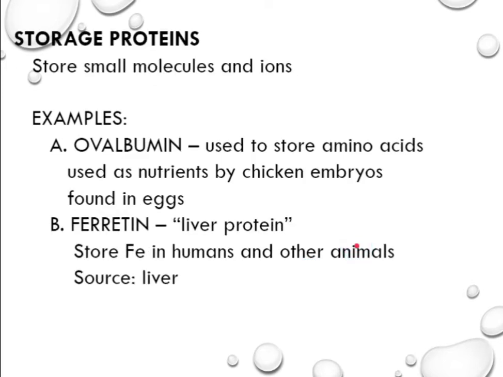We also have next is the storage proteins. In its name, this can store different kinds of molecules, small molecules and ions. Good example is the ovalbumin, which is used to store amino acid used as a nutrient by chicken embryos found in your eggs. Then we also have your ferritin, which is otherwise known as the liver protein, and this stores iron in humans and other animals, which is a main source nito is your liver.